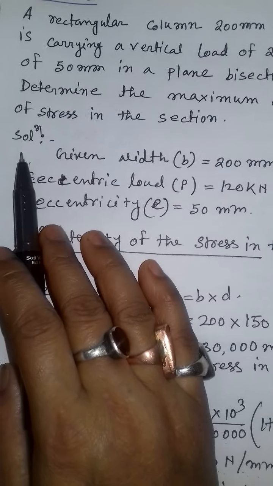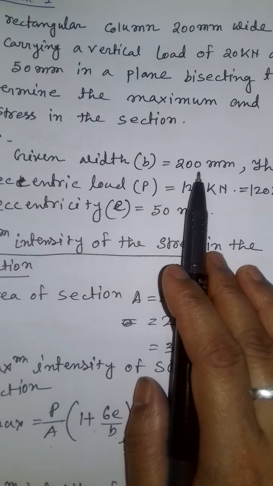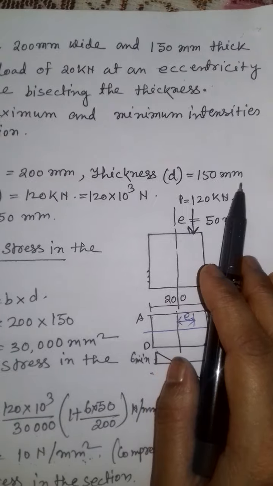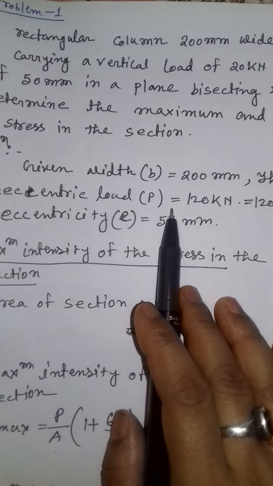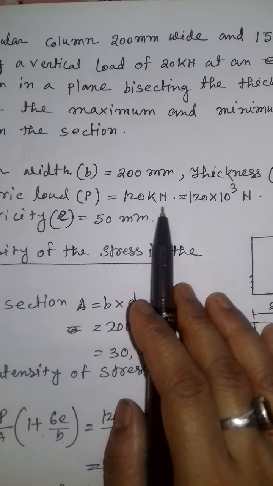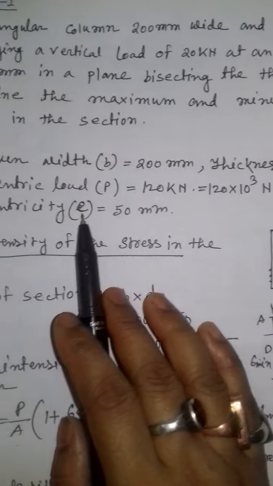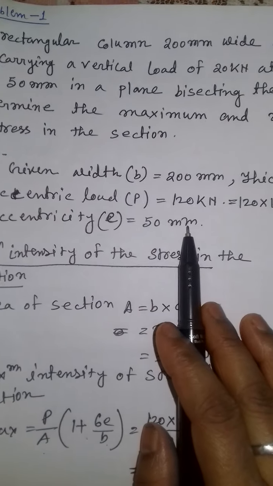Let's see the solution. Here given width B is equal to 200 mm and thickness D is equal to 150 mm. And eccentric load P is equal to 120 kN, so it becomes 120 into 10 cube Newton. And eccentricity E is equal to 50 mm.